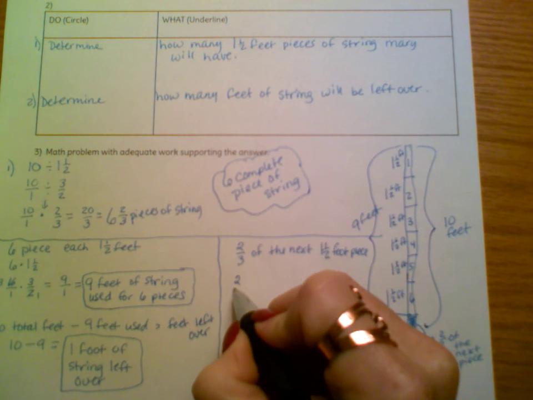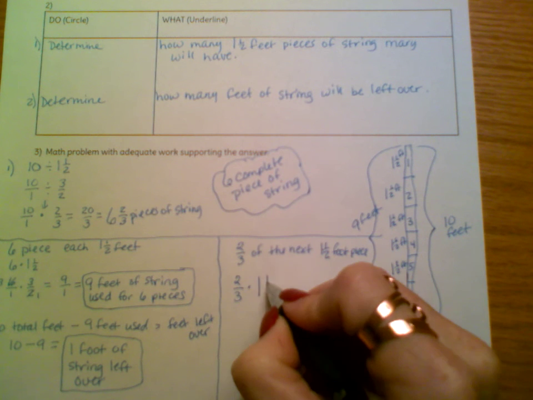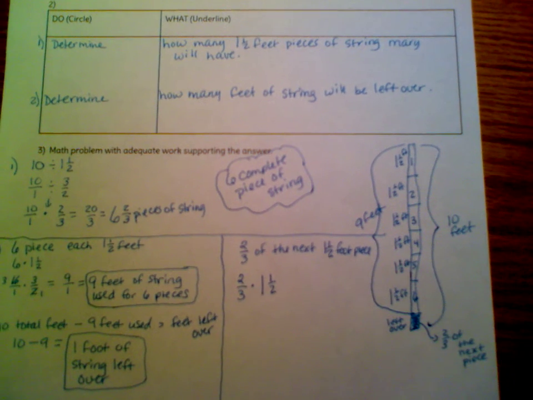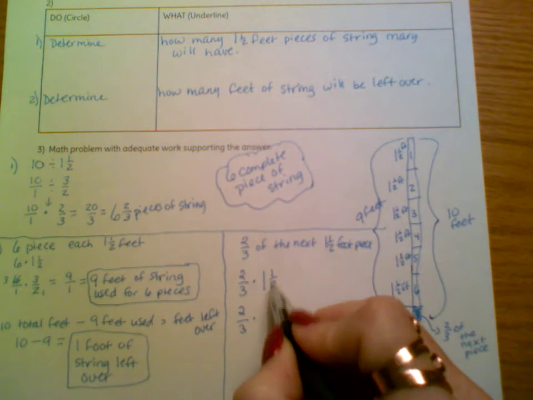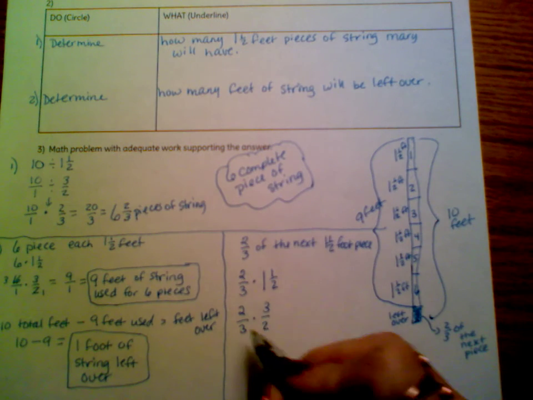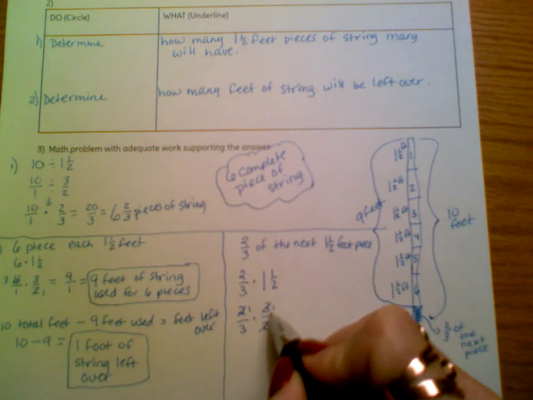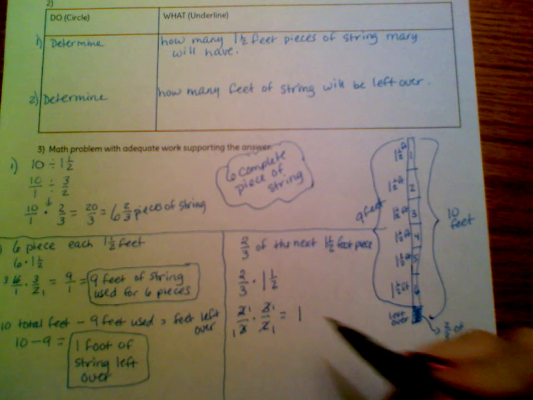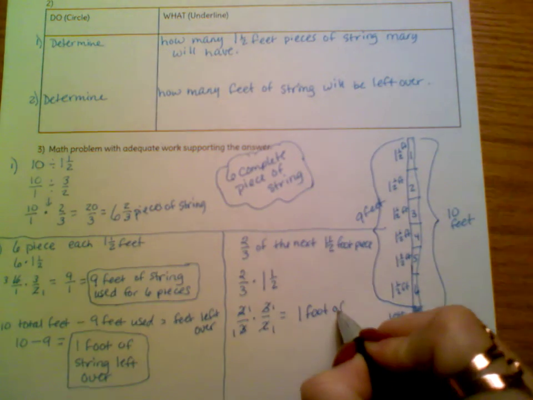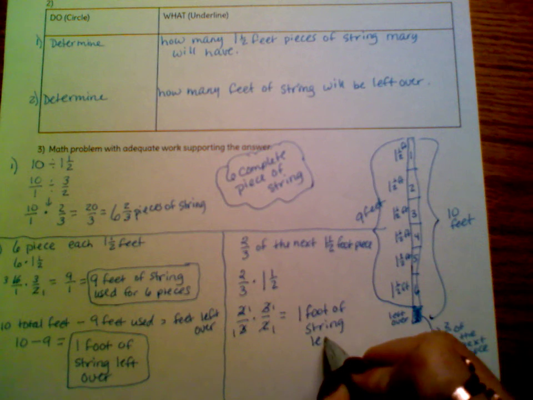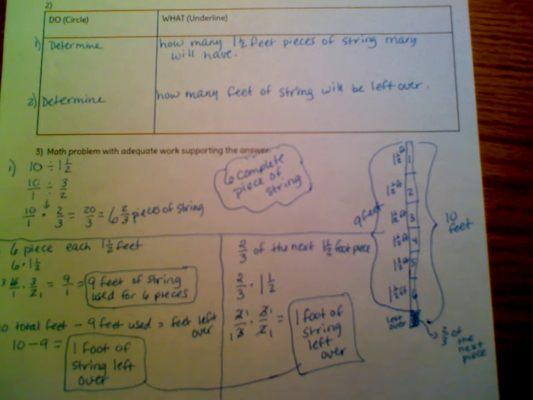In math, when you say the word of, that indicates multiplication. So it's 2/3 of the next piece that's 1.5 feet. If I multiply these, 2 times 1 is 2 plus 1 is 3 halves. I can simplify this. 2 goes into 2 once, and 2 goes into 2 once. 3 goes into 3 once, 3 goes into 3 once. When I multiply straight across, I get 1 over 1, which is 1. So I have 1 foot of string left over. Notice that I got the same answer 2 different ways.